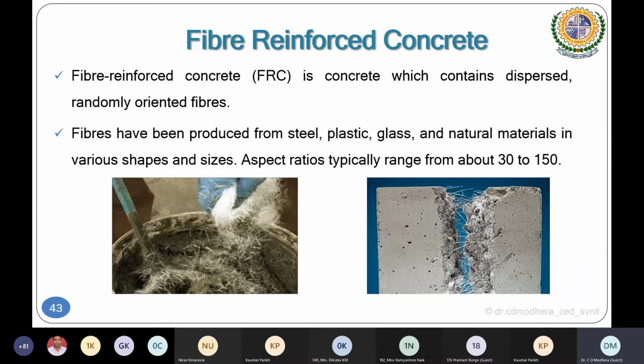Fibers have been produced from steel, plastic, glass and natural materials in various shapes and sizes. Aspect ratio typically ranges from 30 to 150. So this is the aspect ratio, lambda, minimum 30, maximum 150. That is from ACI, the American Concrete Institute, SP 75. From that they have given some guidelines from research.